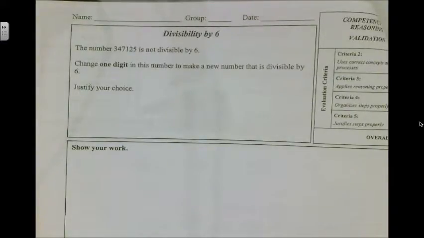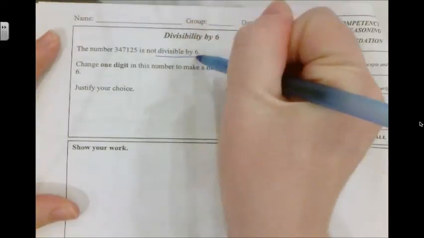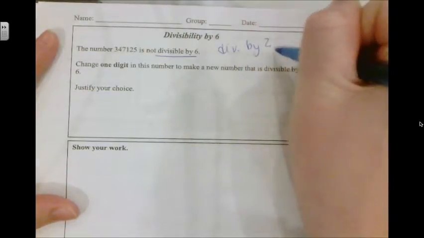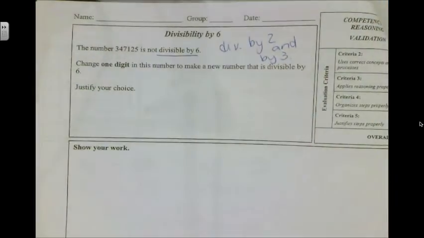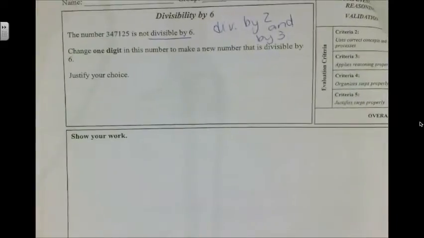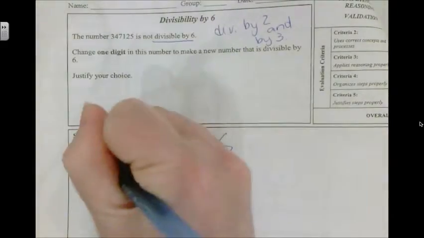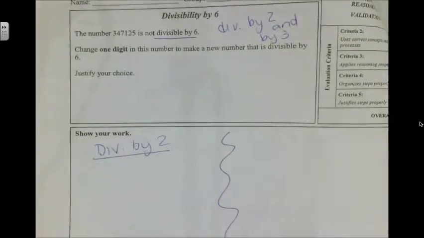So first of all, for divisible by 6, you have to know the divisibility rules. Divisible by 6 means it has to be divisible by 2 and by 3. So we're going to separate for ourselves and explain from the two rules. First, divisible by 2 has to be an even number.